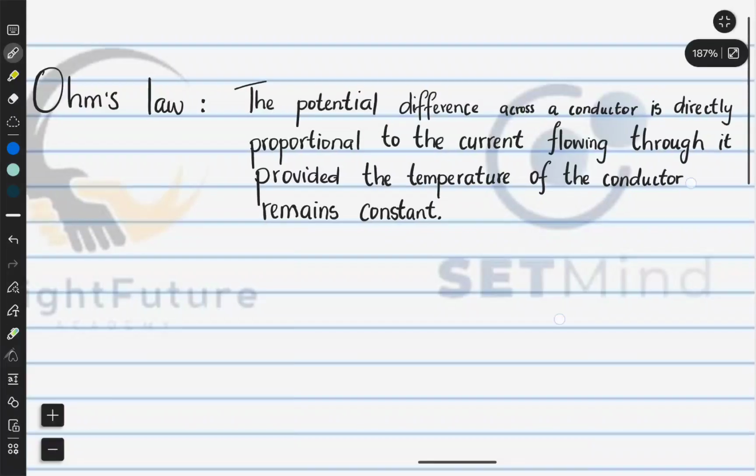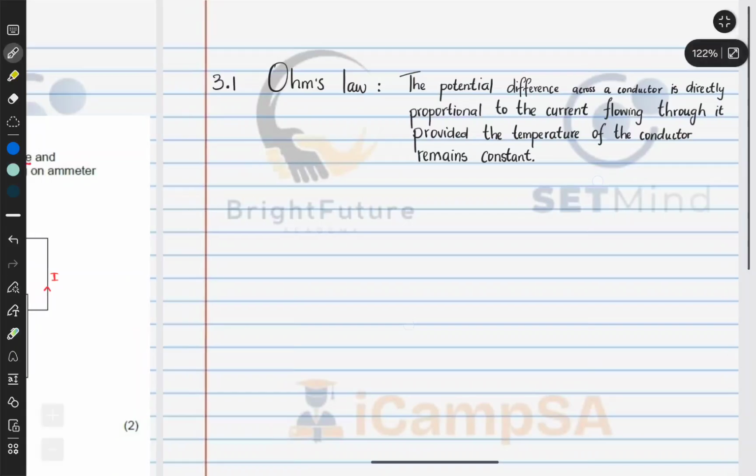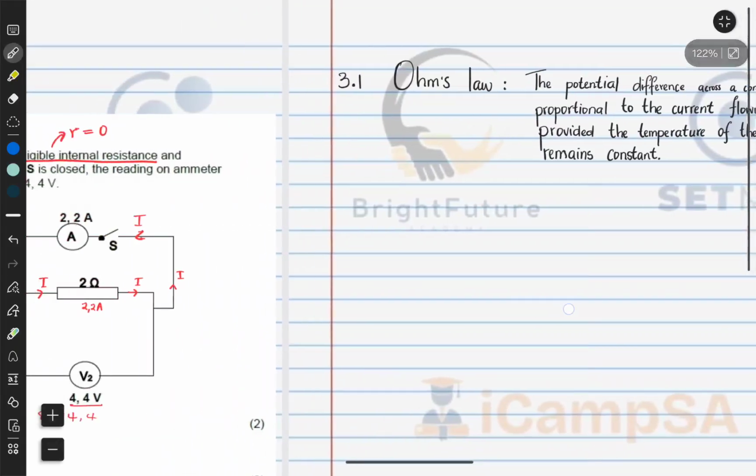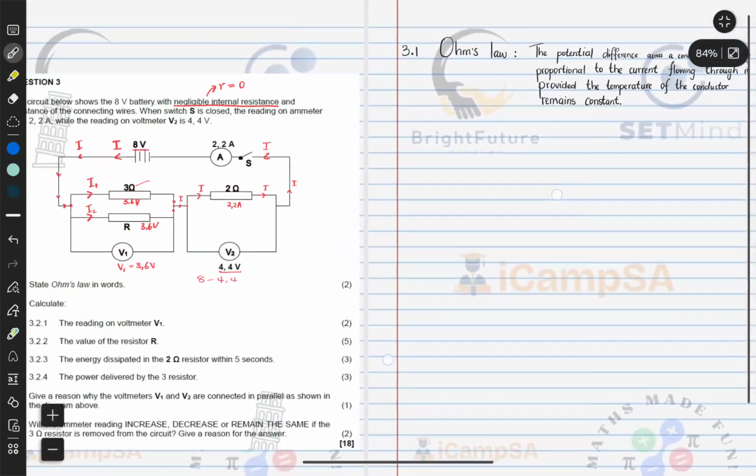So the potential difference across a conductor is directly proportional to the current flowing through it, provided that the temperature of the conductor does not change, so it remains constant. So that's how you would state Ohm's law. Obviously, some people would say the potential difference across a conductor is directly proportional to the current flowing through it at constant temperature. It's still fine, really, it's acceptable.